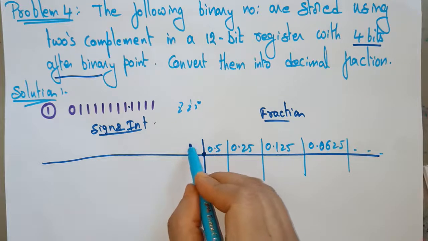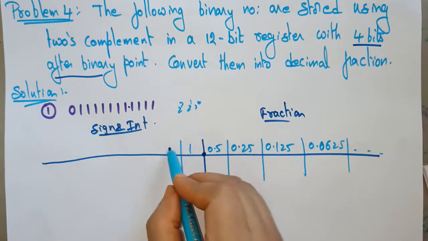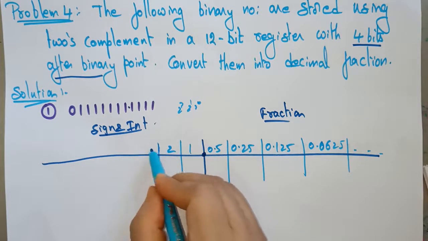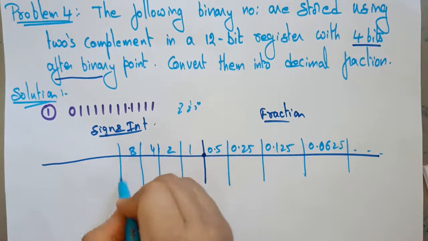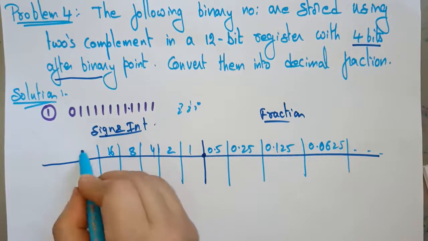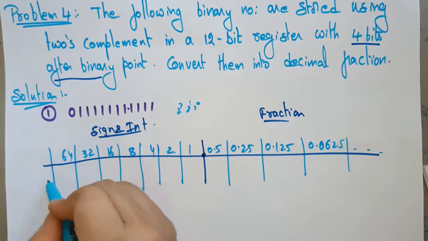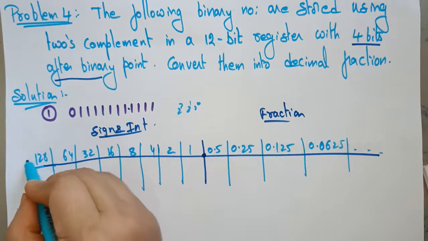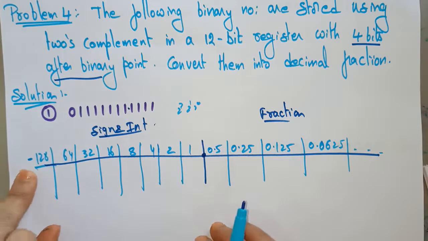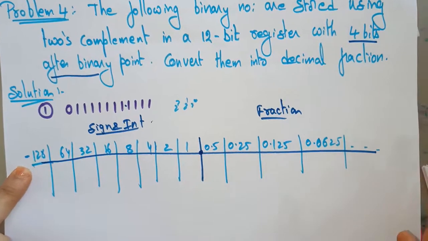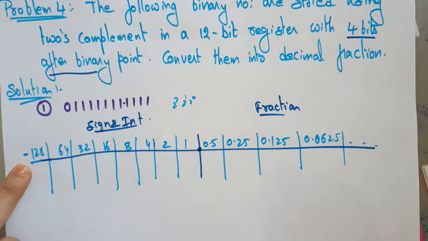2 power 0 means 1. 2 power 1 means 2. 2 square means 4. 8. 16. 32. Okay. 64. And 128. Just keep the last number, whatever you have there, it should be kept as minus. If you get a negative number, then you have to multiply that 1 by minus 128.